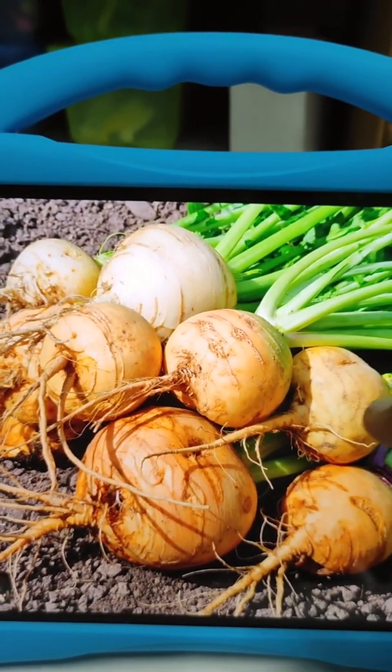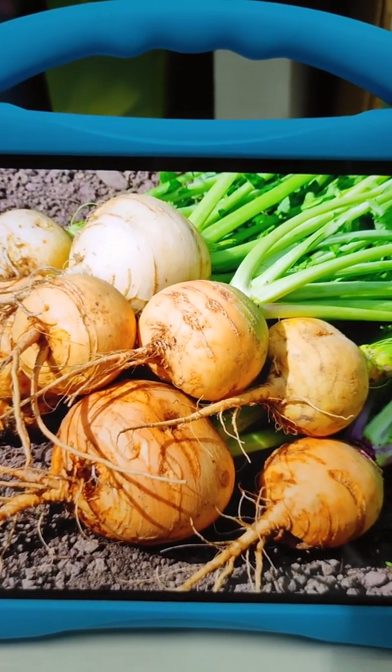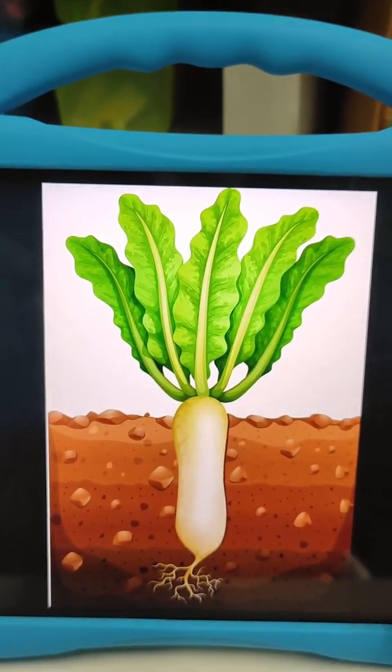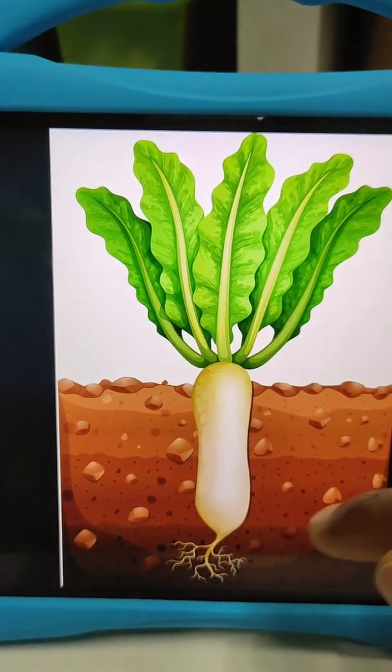Turnips, main root and the small side roots, if you can see here. And again radish, the same taproot system. This is the main root and the small side roots.